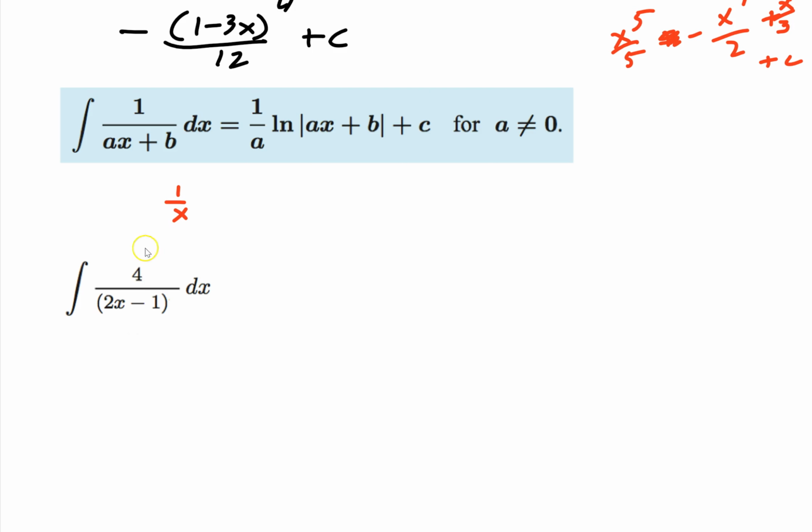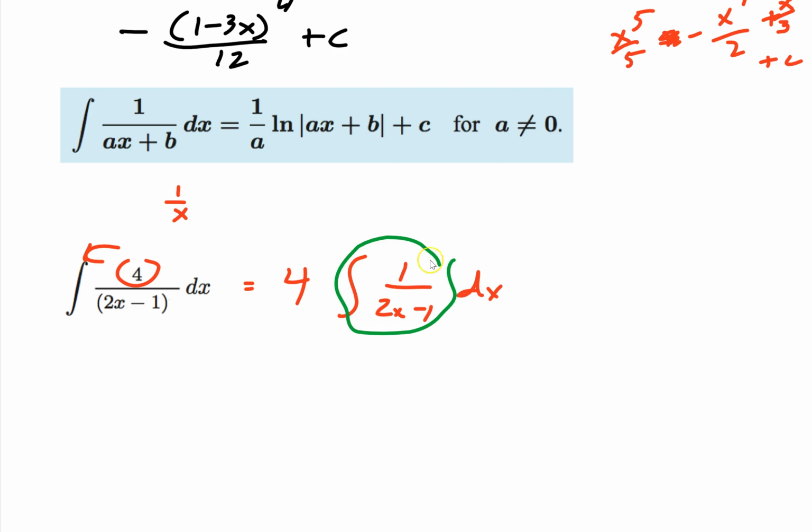Now, first thing I'm going to do, I don't like having the 4 in here because it messes me up. I'm going to pull that out. Remember, it's a constant, you can pull it out. So this is the same thing as 4 integral 1 over 2x minus 1 dx. Now I can do the reverse chain rule. And we're going to integrate the outside. So there's a 4 still. Natural log of, leave the inside alone. Then times by the reciprocal of the inside, or divide by the derivative of the inside.